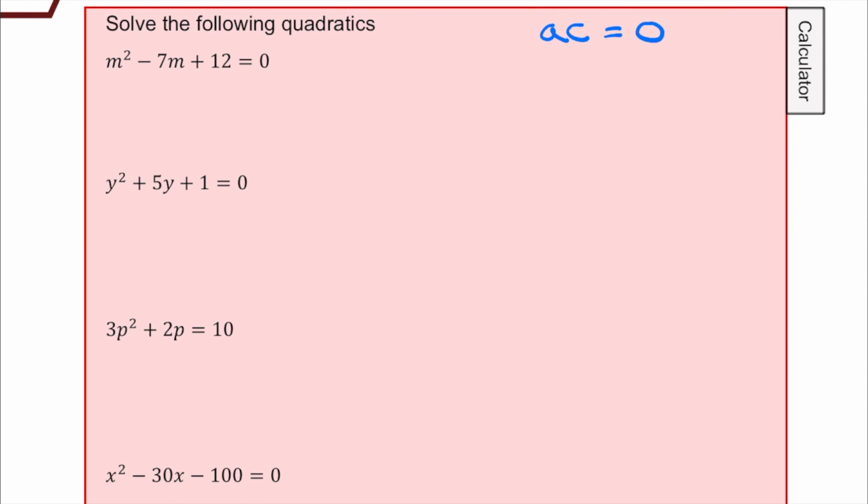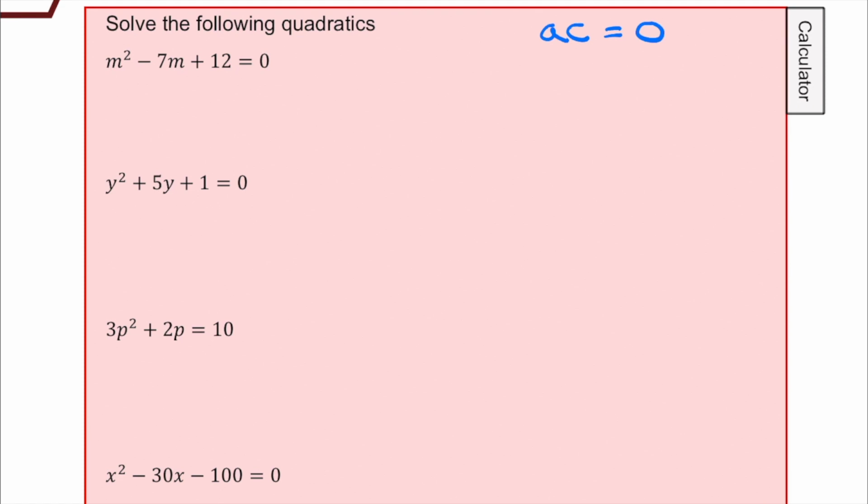First of all, though, let's have a look at the first question where we are going to solve this quadratic that is equal to zero. Now, when you solve these, you always want to make sure the quadratic is equal to zero first, and it's going to link back to that A times C equals zero, the bit that we first discussed. So first of all, what we are going to do is factorise this quadratic.